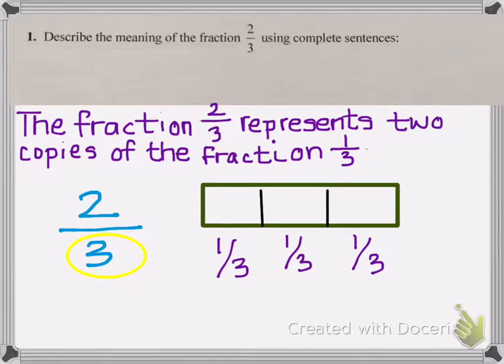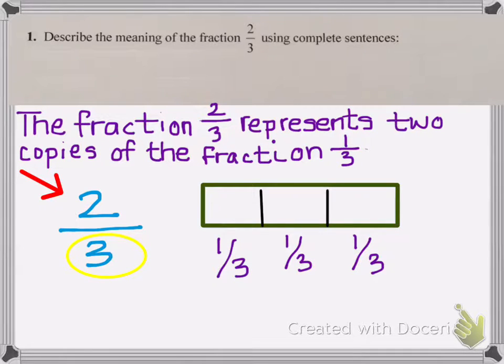So I've taken my rectangle and divided it up into 3 smaller rectangles. Each of those smaller rectangles represents 1/3 of the unit. Now let's take a look at the numerator. The numerator is a 2. The 2 tells me that I want 2 copies of those equal pieces.